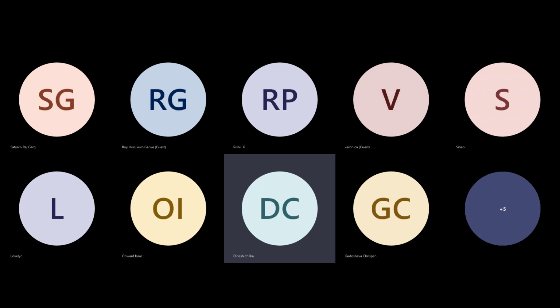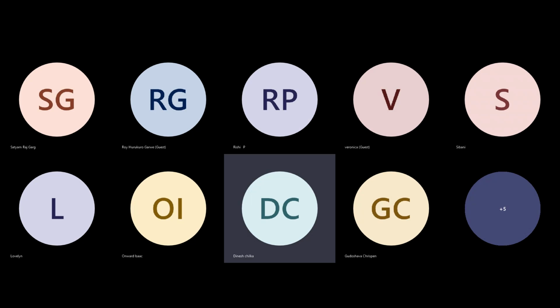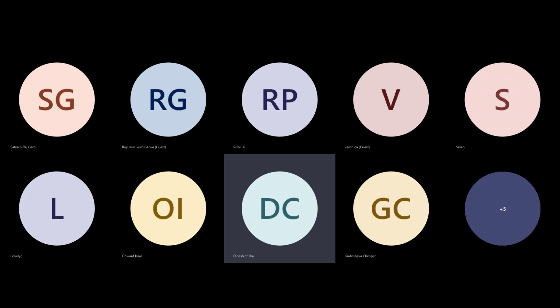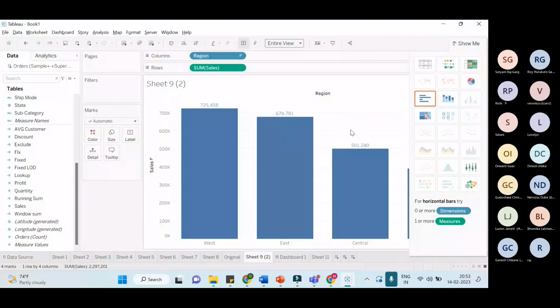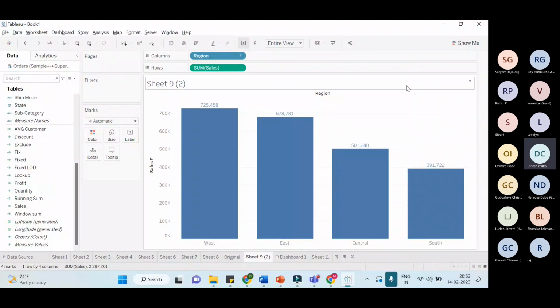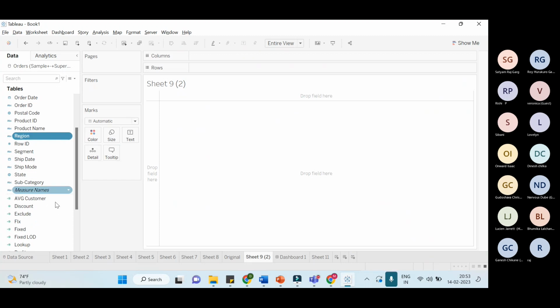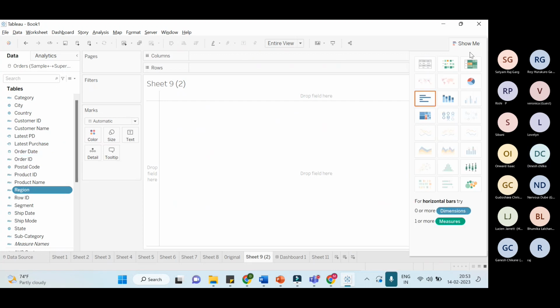We can show that without adding the customer name itself, either in row or column. How to show? The screen is not visible actually. Just 1 second, I forgot that. Now? Okay. Region. Sales.